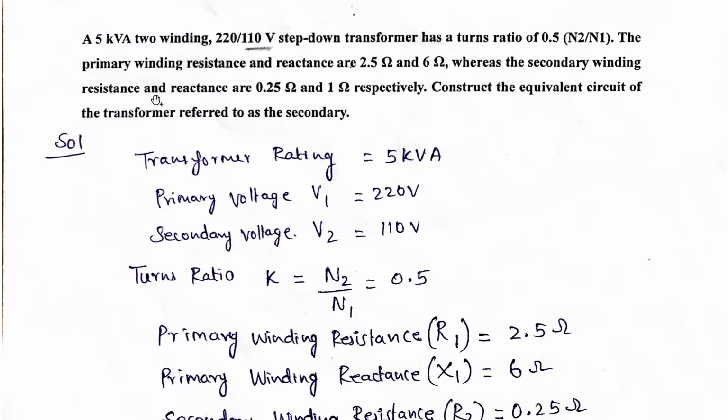So first, the transformer rating is 5 kVA. Primary voltage is 220 volts. Secondary voltage is 110 volts. The turns ratio K is equal to N2 by N1, which is equal to 0.5.